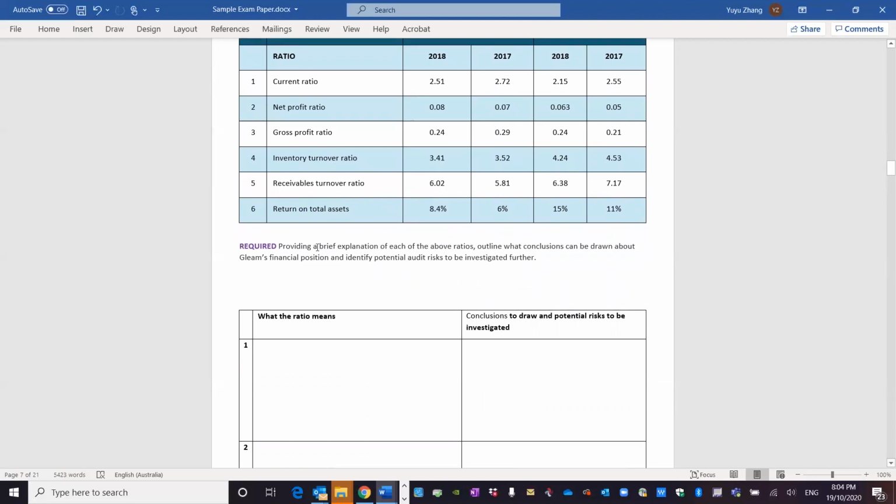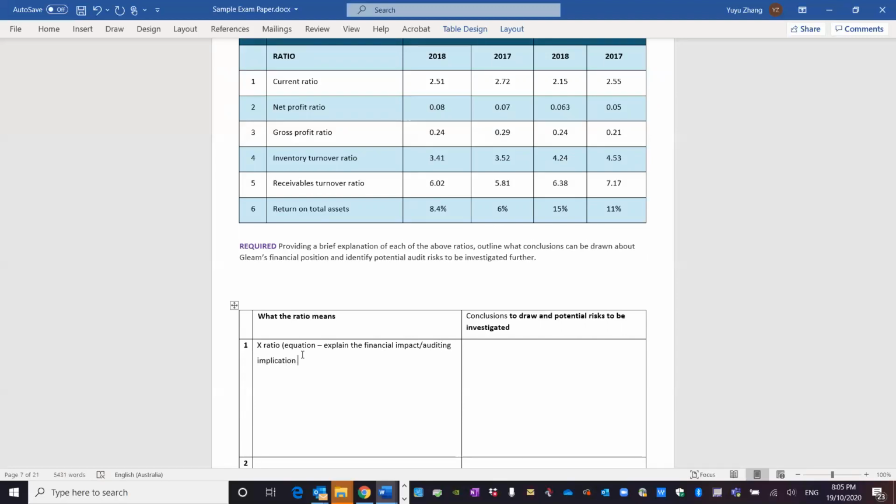Okay, the question is: provide a brief explanation of the ratio and outline the conclusion that can be drawn from those above ratios, and also identify potential audit risks to be further investigated. So for example, on any ratio, how would you explain that ratio? To explain, the equation should be presented and also explain the financial impact and auditing implication of the ratio.